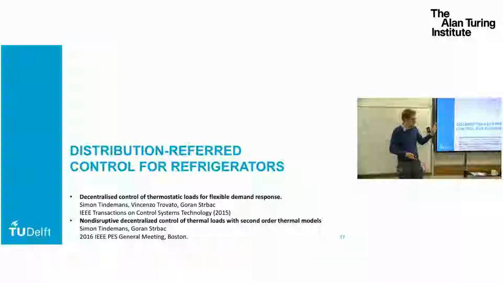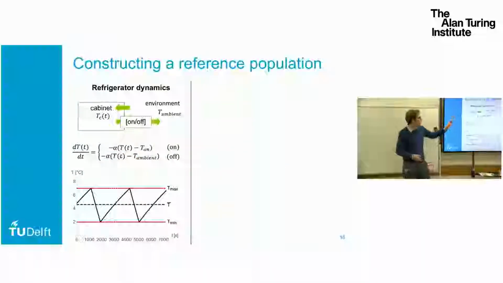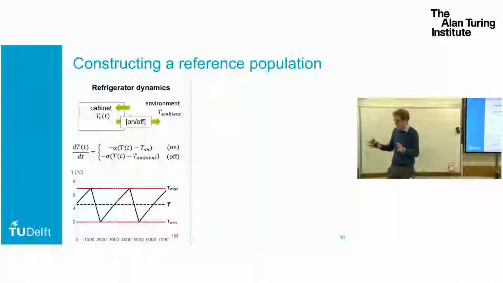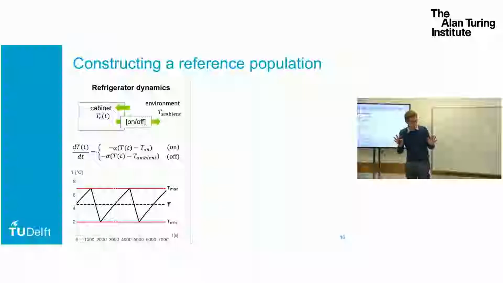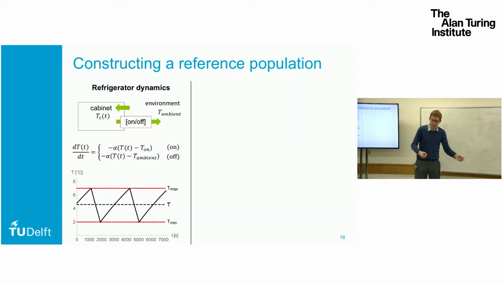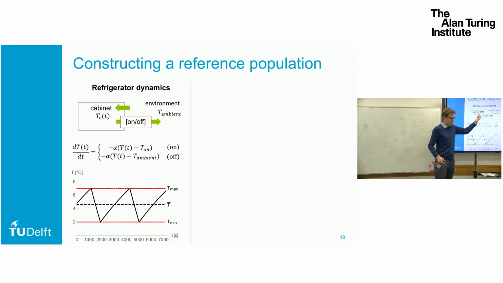Okay, so let's make this very specific now for these fridges, how this is done. So let's start here with the refrigerator dynamics, right? So this is the dynamics of a single fridge. We use the simplest possible model, right? So we have one cabinet with a compressor that can extract heat from it if it's on. And we have heat coming in from the environment, leaking in from the environment all the time.